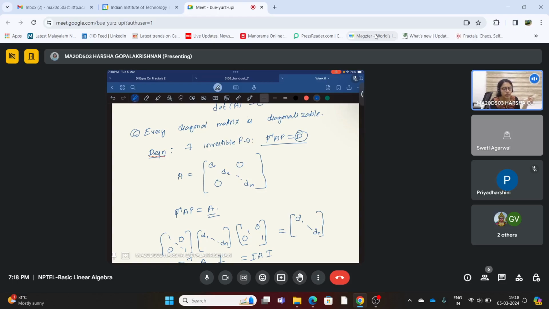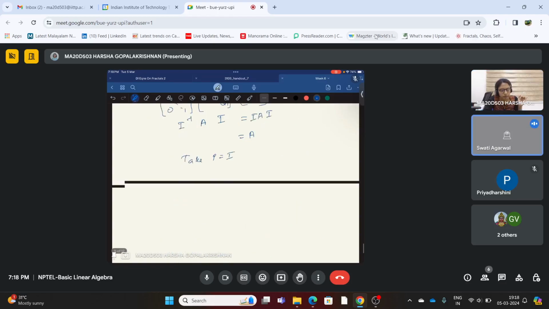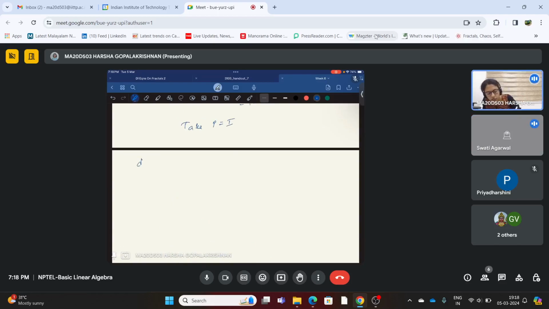That is why we find the characteristic equation, its roots, the eigenvectors. If the algebraic multiplicity equals the geometric multiplicity, then we will say diagonalizable, and whatever the procedure is, we will do it. Here it is easy, that's why we are doing it this way. Okay, now the next question.